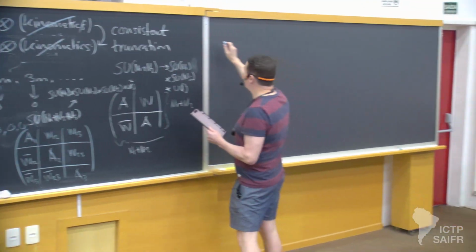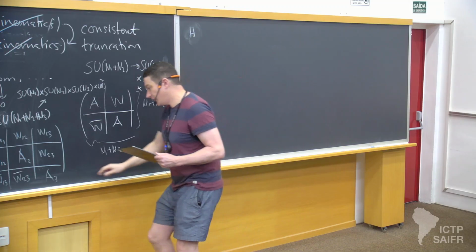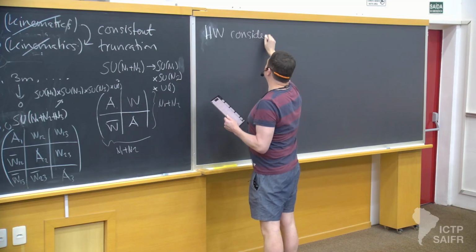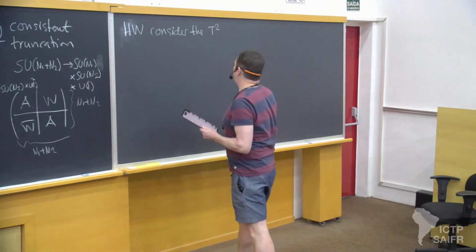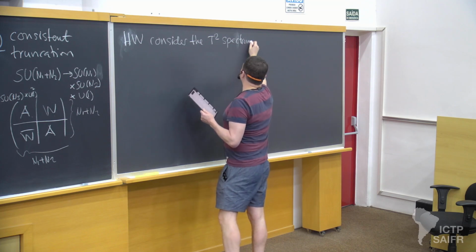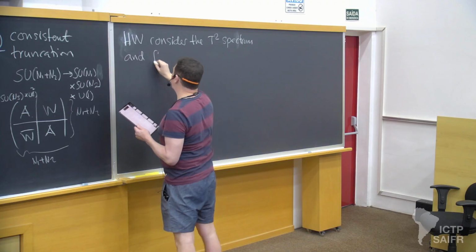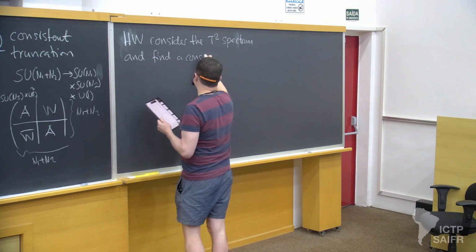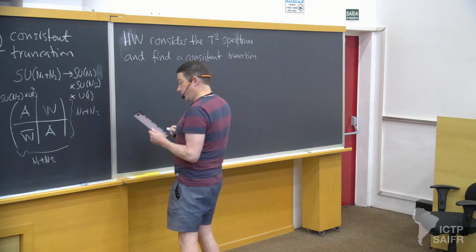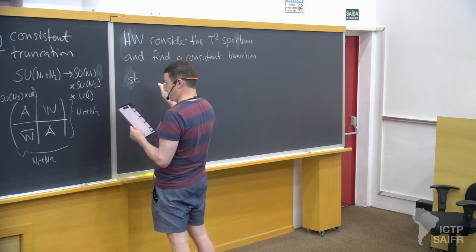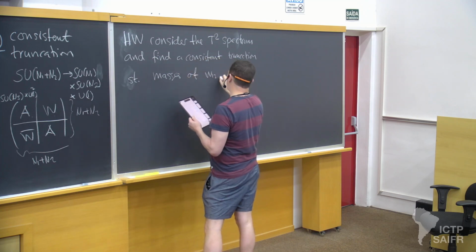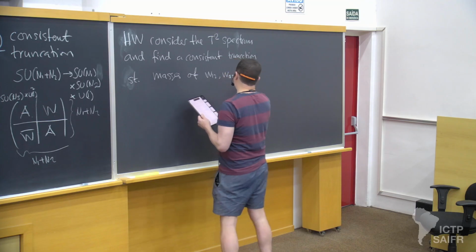I guess I'm going to give you homework. Consider the true torus, the T2 torus spectrum, and find a consistent truncation such that the masses of W12, W123, and W13 are different.